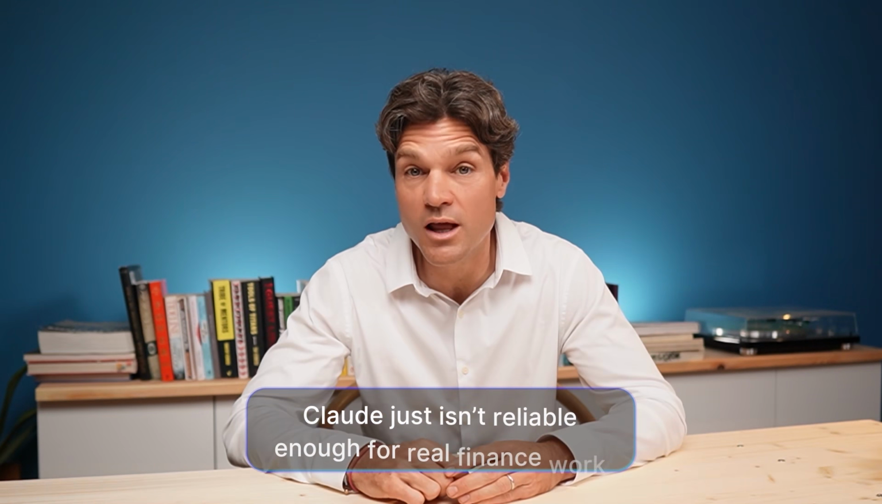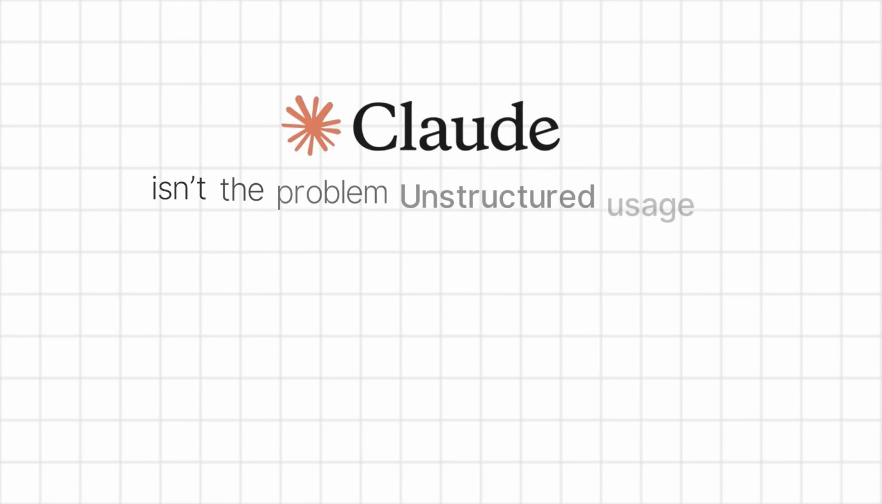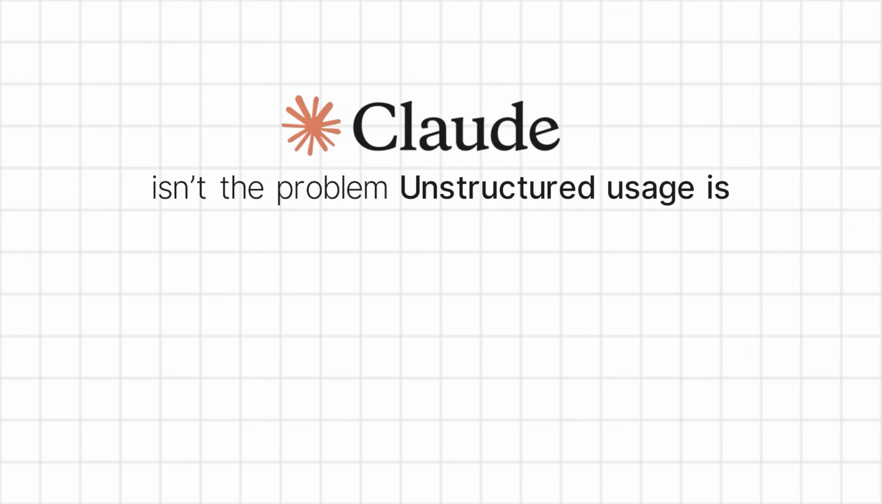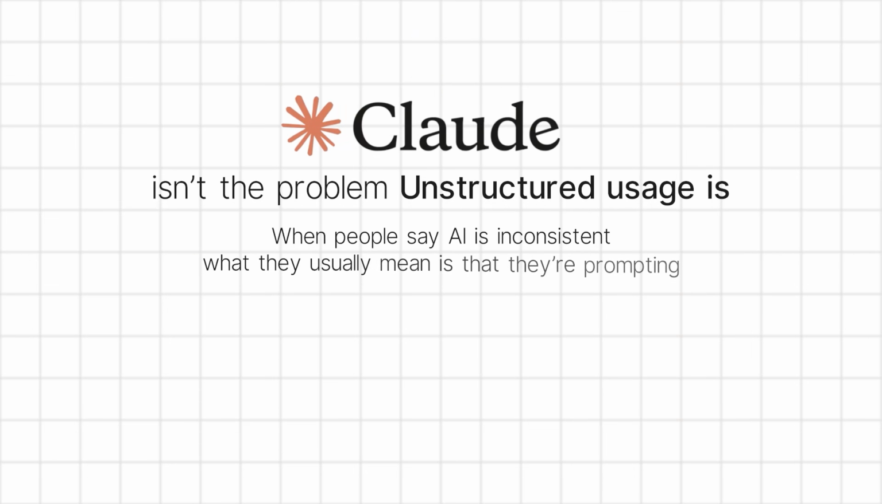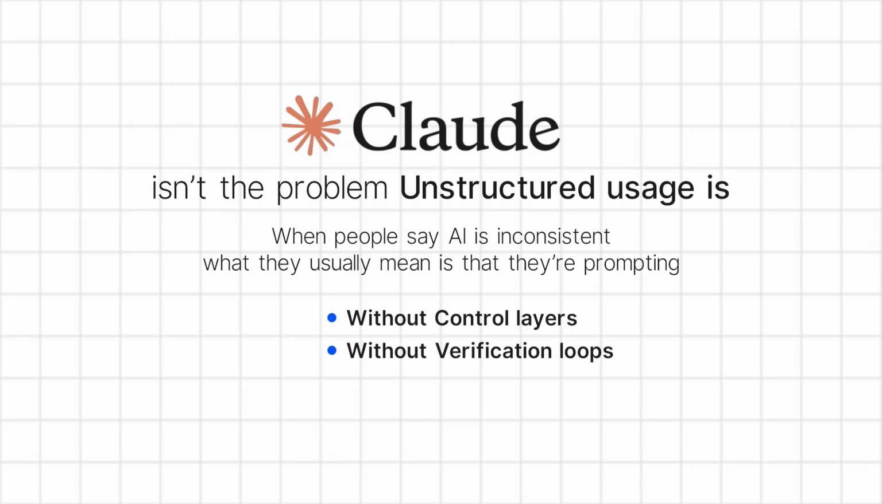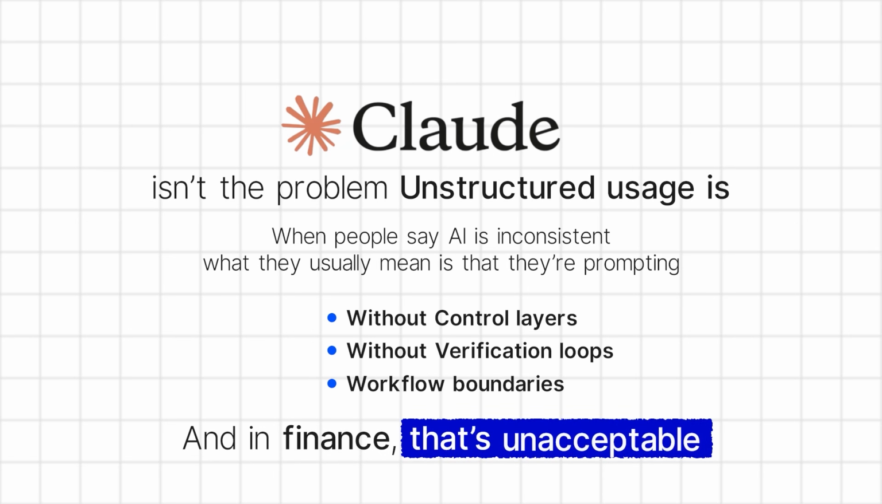Now, some of you might be thinking Claude just isn't reliable enough for real finance work, but that's not the issue. Claude isn't the problem. Unstructured usage is the problem. When people say AI is inconsistent, what they usually mean is that they're prompting without control layers, without verification loops, or without workflow boundaries. And in finance, that's completely unacceptable.